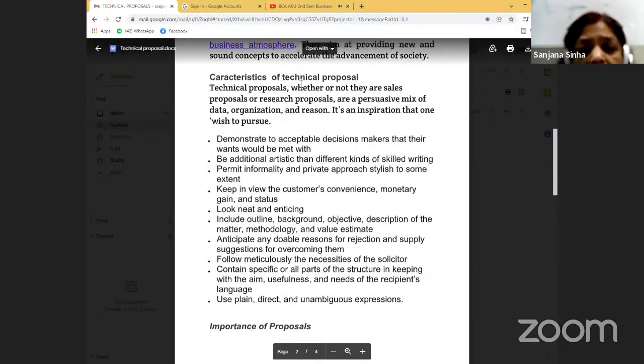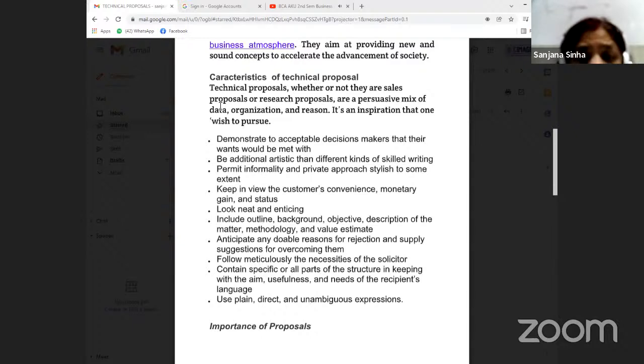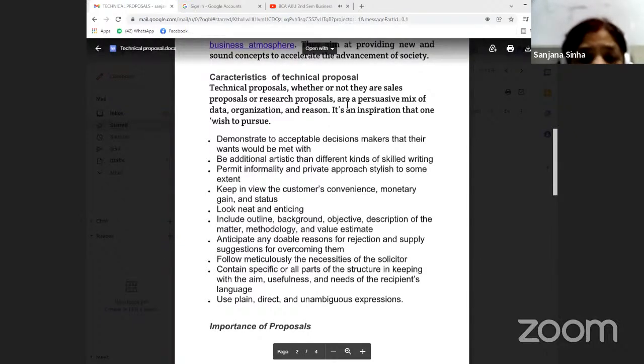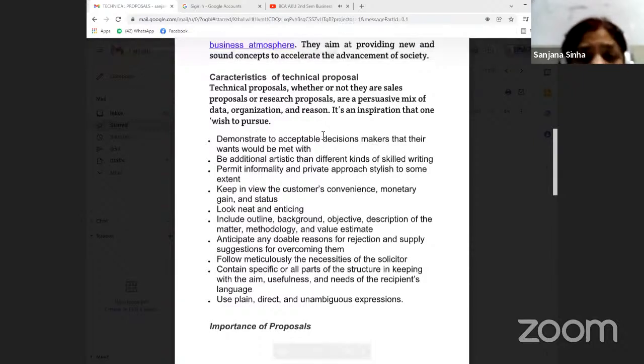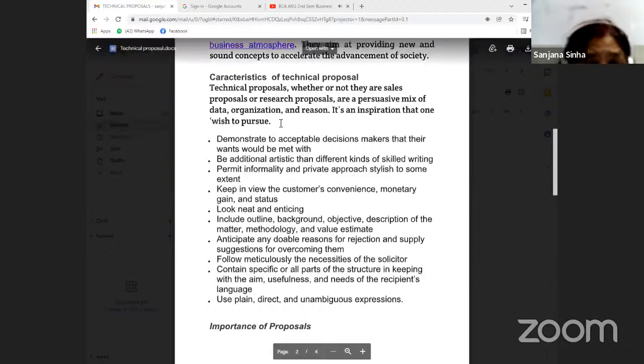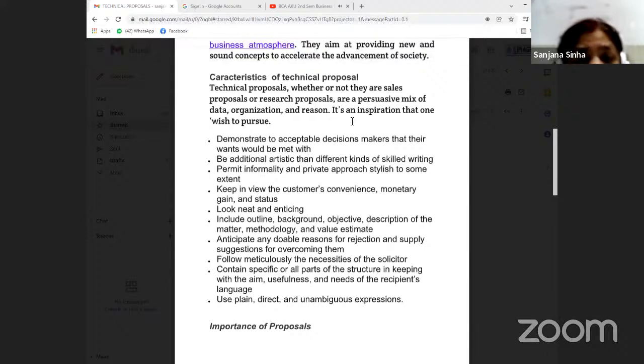Now let us take a look at the characteristics of technical proposal. So what are the characteristics of a technical proposal? The question in your external exam for 2019 was, what are the characteristics of a technical proposal? Technical proposals, whether they are sales proposals or research proposals, are a persuasive mixture of data, organization, and reasons. It's an inspiration that one wishes to pursue. So, it is also an inspiration that you want to pursue, you want to do something. Like some of you said, you want to start up, want to open a canteen or something.